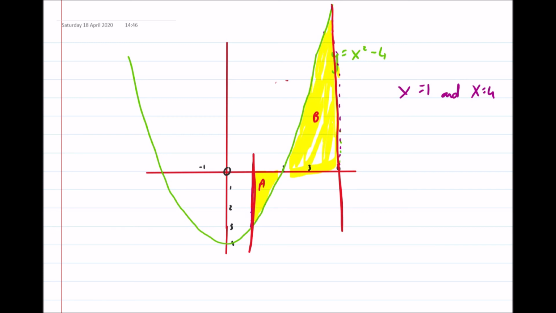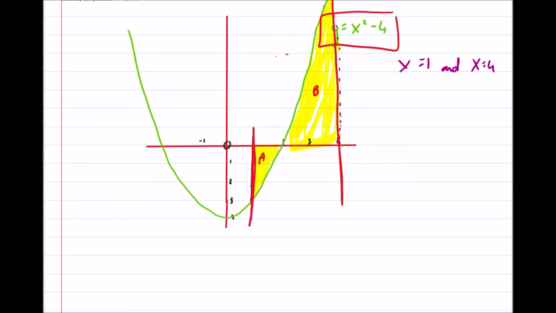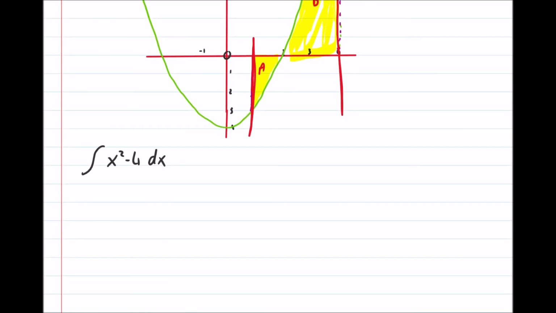So it's not as simple as just taking this function, integrating it, and then putting 4 in for x and then 1 in for x. The reason being is because there's two separate areas. If there's two separate areas, we're going to have to do two separate sums. So here's what I do. Okay, so I'll take the integral of x squared minus 4 dx, and I'm going to integrate it. So if I integrate it, I will get x cubed over 3 minus 4x.